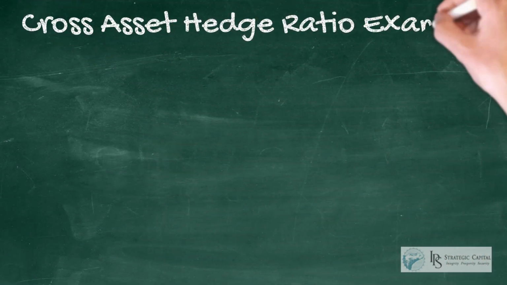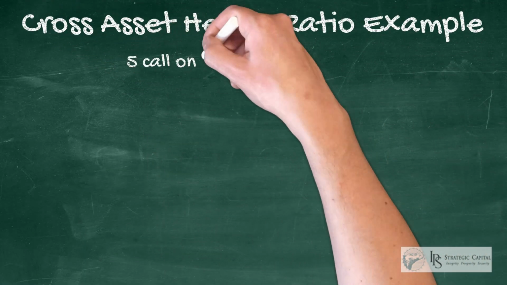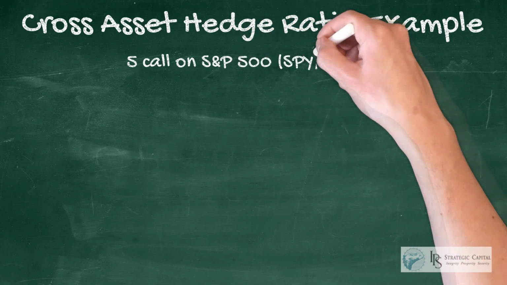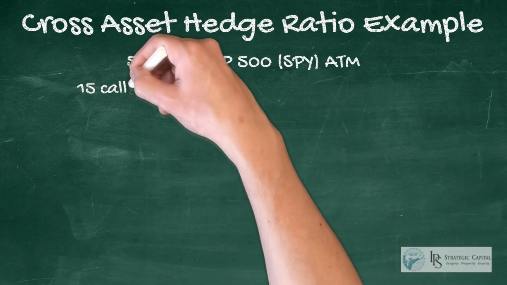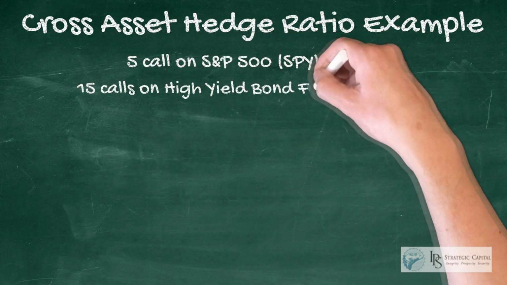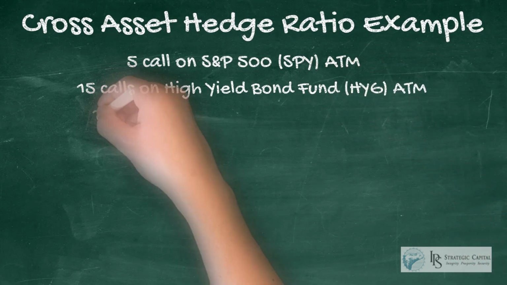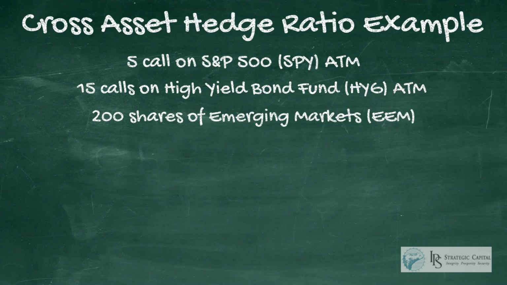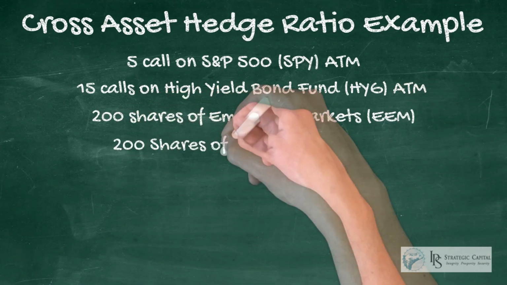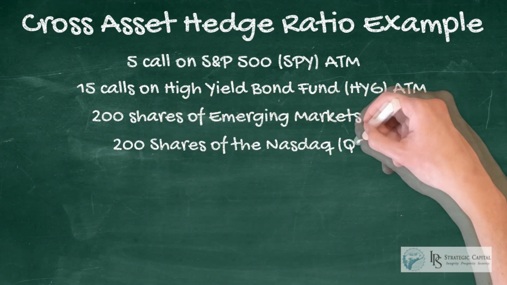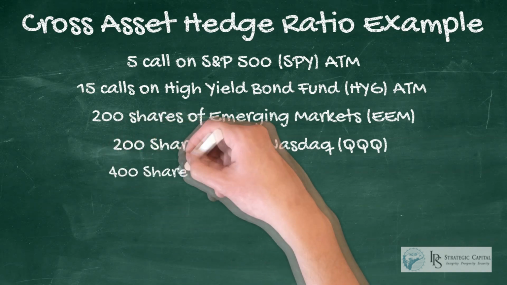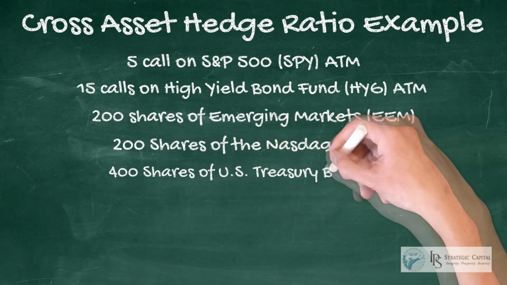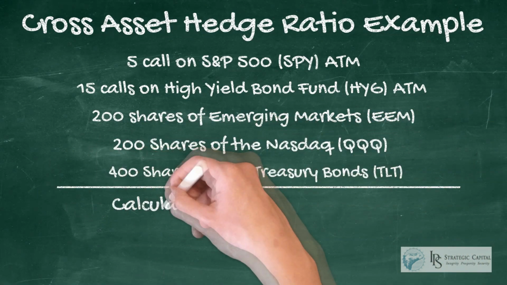Let's go through a simple example to illustrate. Let's assume we have 5 calls on the S&P 500 at the money using SPY. We have 15 calls on HYG bond fund at the money. We have 200 shares of emerging markets, EEM ETF, 200 shares of the NASDAQ QQQs, and we have 400 shares of the 20-year Treasury bond ETF TLT.